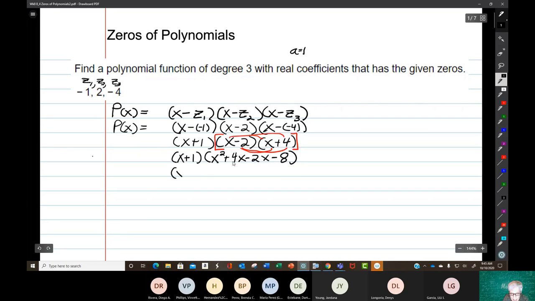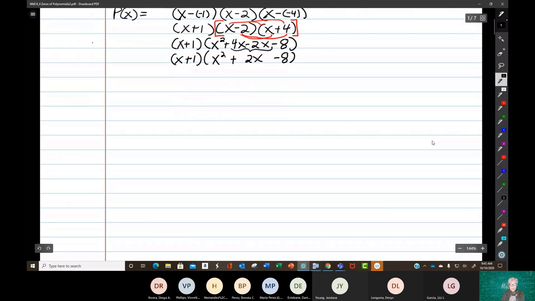Now, we're going to combine these two like terms. So we'll have x plus 1 times x squared plus 2x minus 8. Okay, that's where I'm at right now.